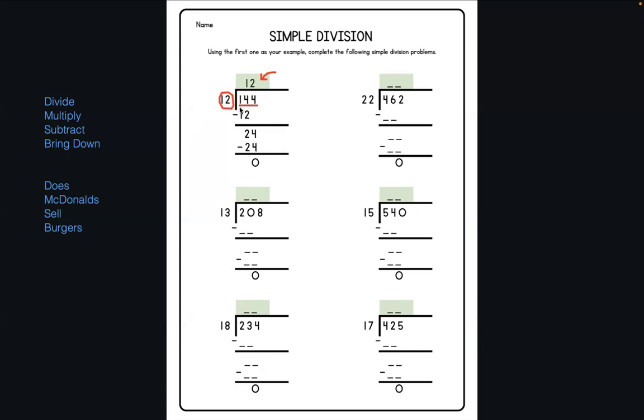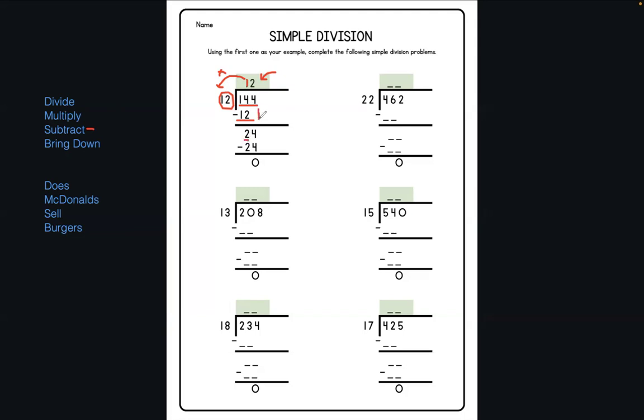So if we have 144 cookies and 12 people, how many cookies does each person get? So let's start with 12 going into 14. We know 12 goes into 14 one time, which is right here. So we have it going into it one time, and then we're going to multiply. So that was our division. 1 times 12 is our multiplier. 1 times 12 is 12. Now we're going to subtract: 14 minus 12. 14 minus 12 is 2.